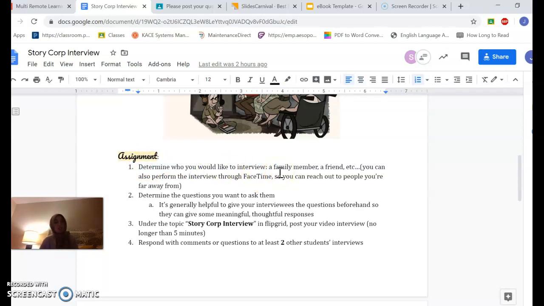You can also perform the interview through FaceTime. So you can reach out to people you're far away from and interview each other, like, okay, so what was this like, and then they respond to you. Okay.